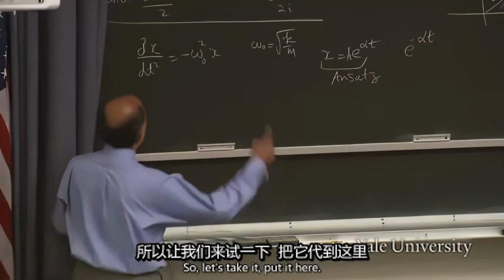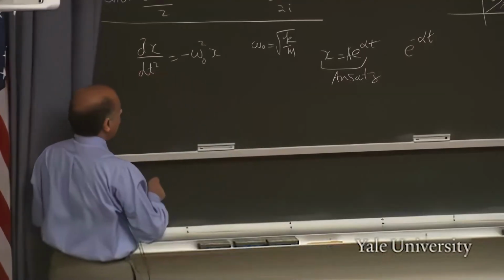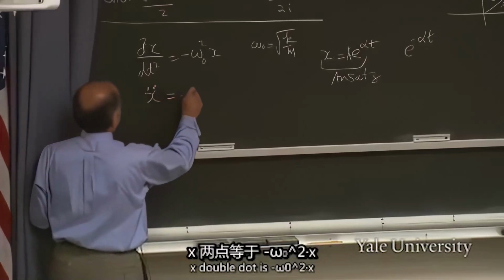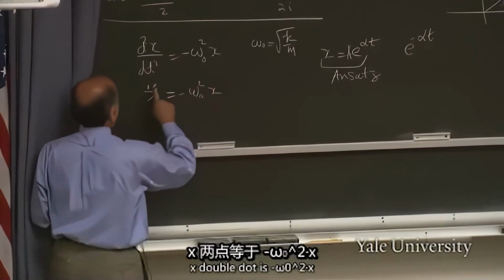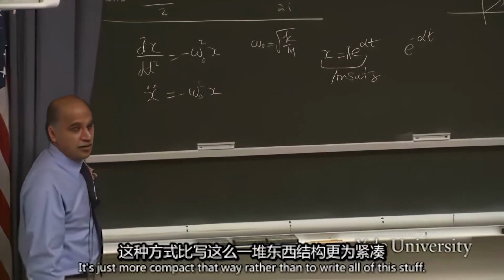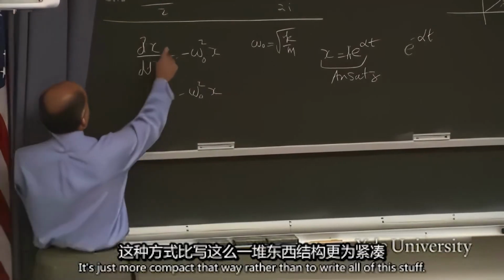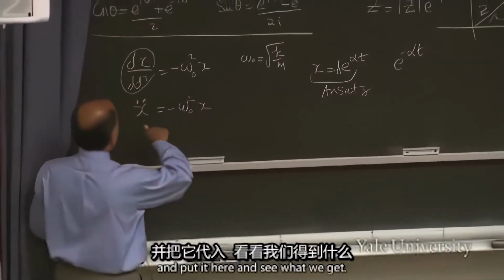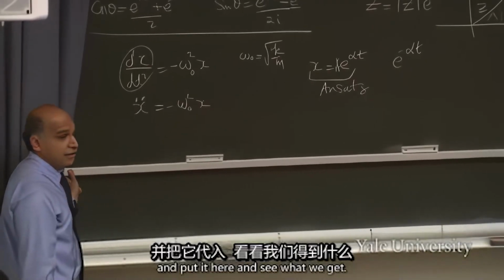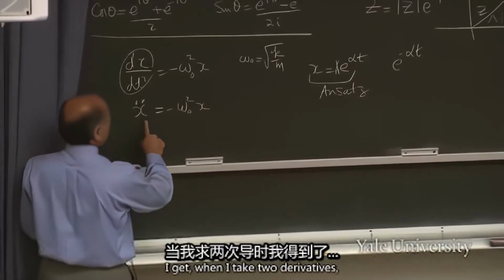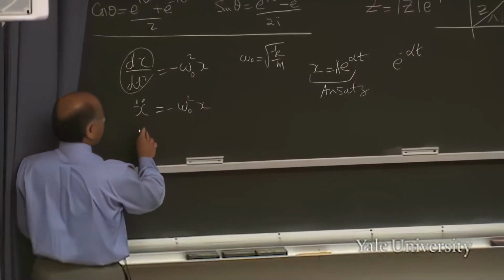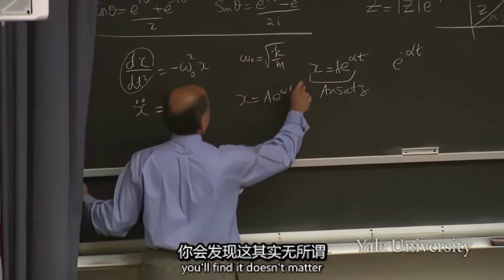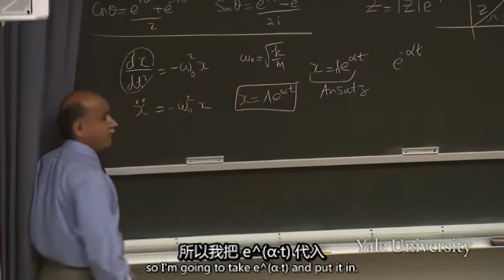So let's take it, put it here. By the way, I'm going to write this equation in a form that's a little easier. x double dot is minus omega 0 squared x, where each dot is a derivative. It's just more compact that way, rather than to write all of this stuff. So let's take that guess and put it here and see what we get. When I take 2 derivatives, you can say, do I want e to the alpha t or e to the minus alpha t? You will find it doesn't matter, so I'm going to take e to the alpha t and put it in.